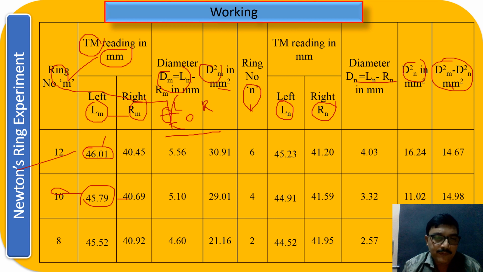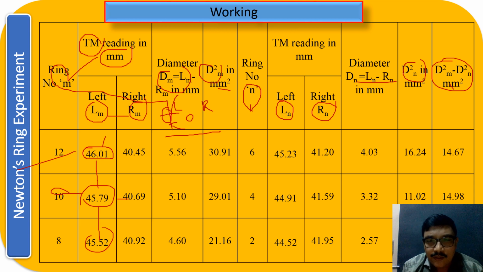You are moving the crosswire from left to right, but the scale moves from right to left. As a result, the total reading keeps on decreasing. What you see is a real and inverted image now. So after the eighth ring, next you tabulate the readings here.